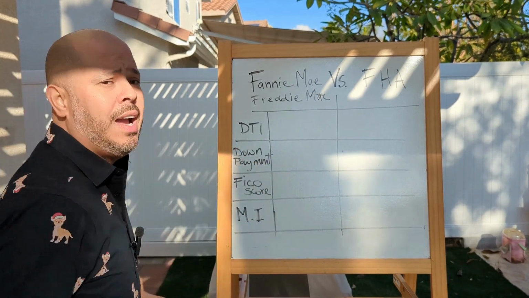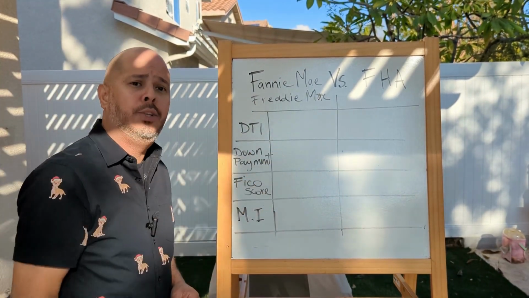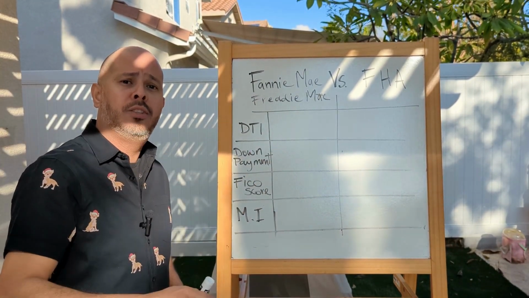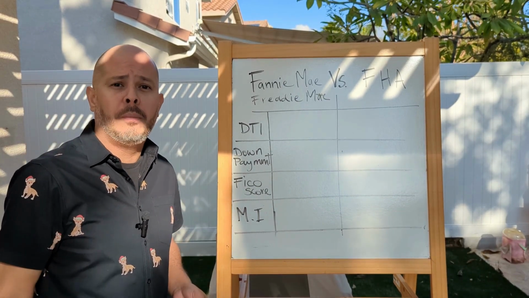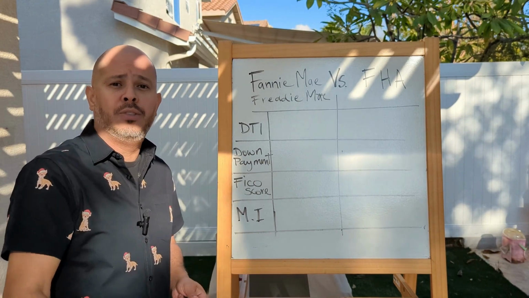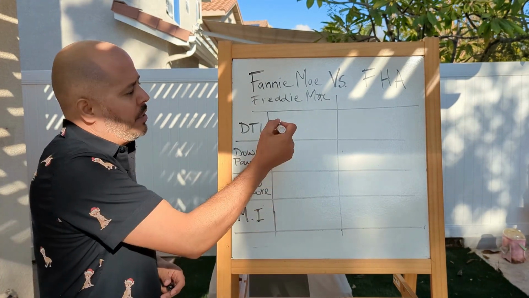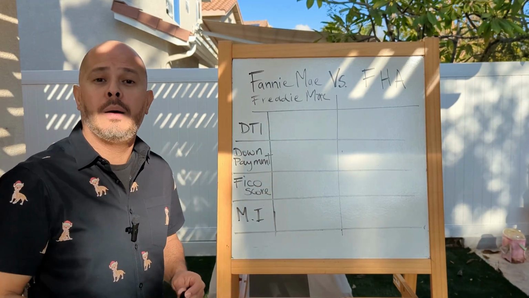First of all, let's start with DTI. That's basically debt to income ratio. That's the ratio between your debts to your income. Very simple. So you make $10,000 a month, your debts are $5,000. You divide those numbers, and that's how you get to your DTI or debt to income ratio.